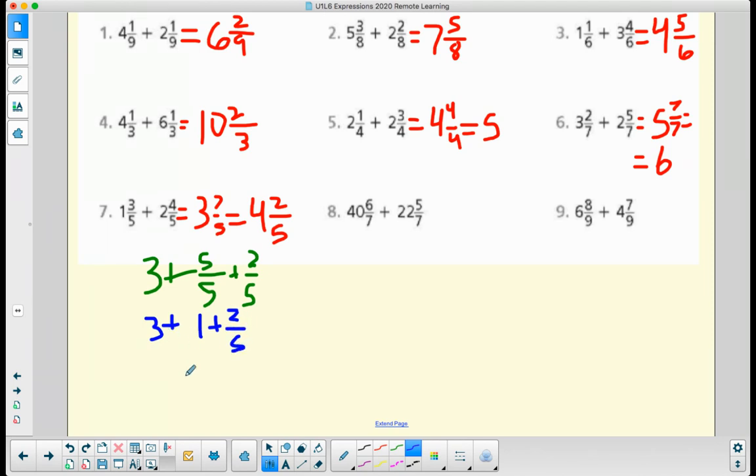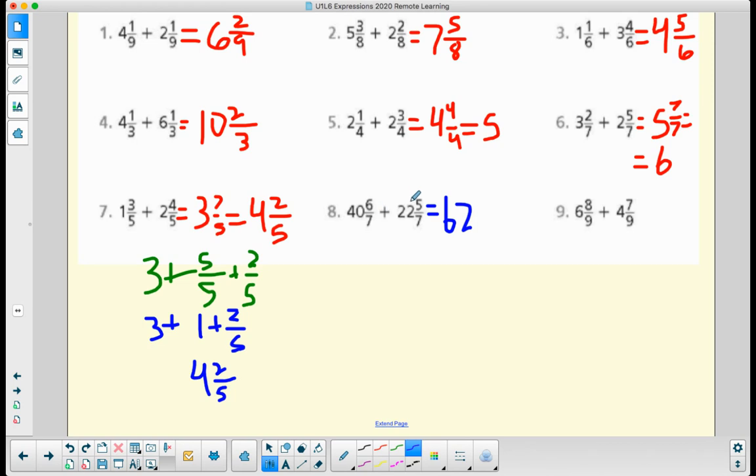3 plus 1 is 4, plus 2/5 are 2/5. That's all that I was doing just in my head. I regrouped 5 of these fifths as one more whole and added it to the 3 and took the 5/5 away from the 7/5 to have 2/5 left. 40 plus 22 equals 62.